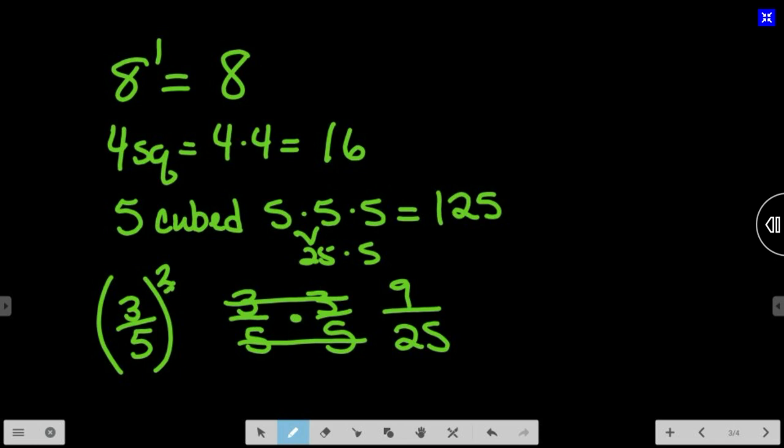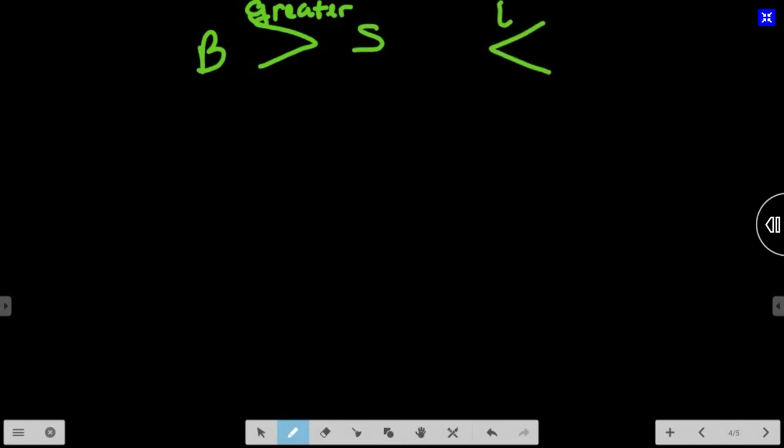Alright, next section. 24. What is that symbol? The gator mouth looking thing. That is the greater than. This side is bigger, this side is smaller. And if I have this symbol, this side is smaller, this side is bigger, that is less than. Smaller is less than bigger, right?